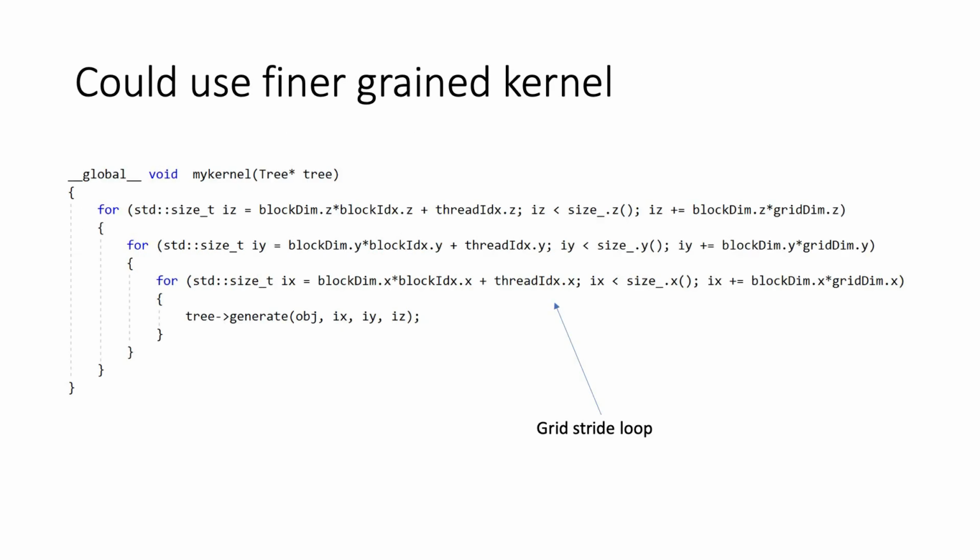So that's how we would probably write the kernel, using grid stride loops, so it can easily change the dimensions of the grid and blocks.